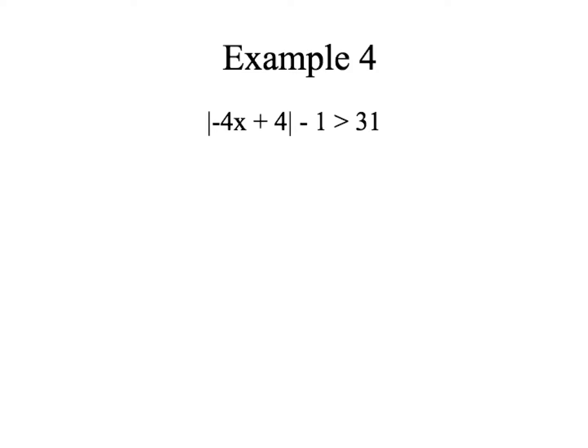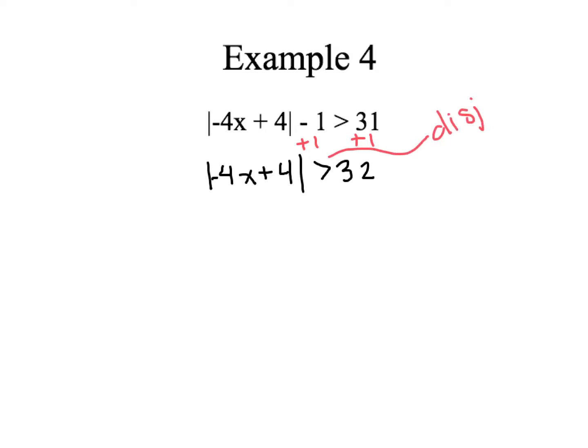Example 4. The absolute value of negative 4x plus 4 minus 1 is greater than 31. Okay, so my step 1 of both conjunctions and disjunctions is isolate the absolute value. We do need to isolate it in this case. So I'm going to add 1 to both sides. And I get negative 4x plus 4 is greater than 32. Okay, greater than tells me it is a disjunction.